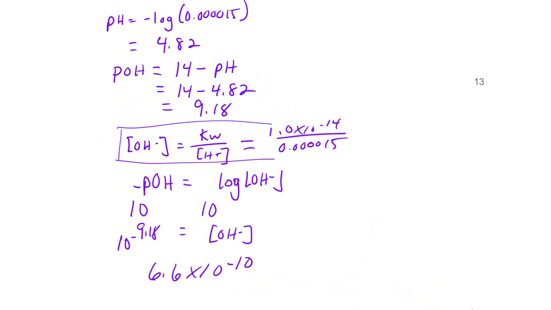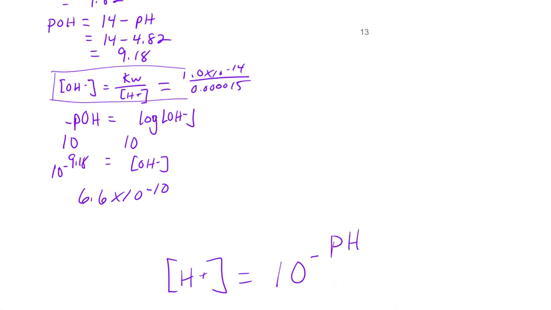So the sig figs on the OH minus concentration. If I use this calculation, I have 9.18 as my pOH. That only has 2 sig figs. And so this answer should only have 2 sig figs. Yep. It's tricky. Okay, other questions?